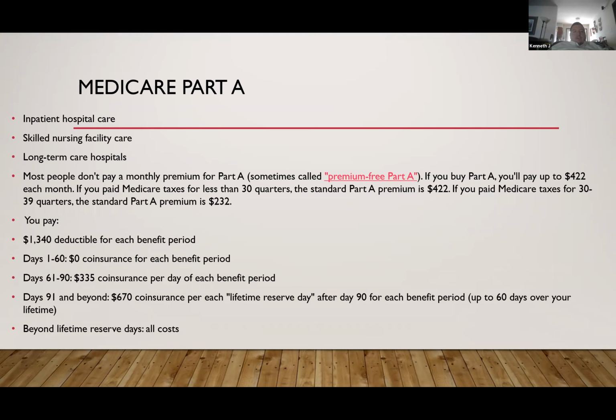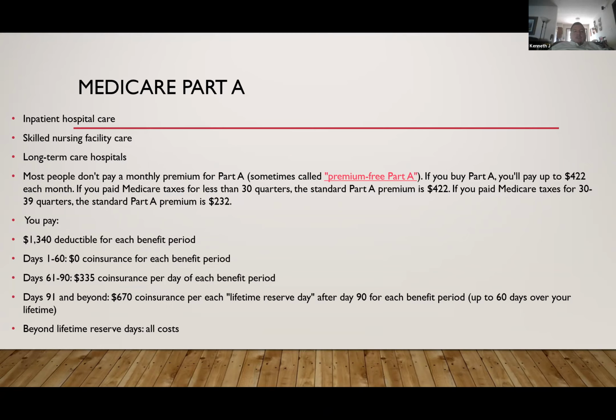So Medicare Part A covers inpatient hospital care, skilled nursing facilities, long-term care hospitals. Most people don't pay a premium for Part A. If you buy Part A, you'll pay up to $422 each month. If you paid less than 30 quarters, the standard Part A premium is $422. If you paid Medicare taxes for 30 to 39 quarters, the standard Part A premium is $232.